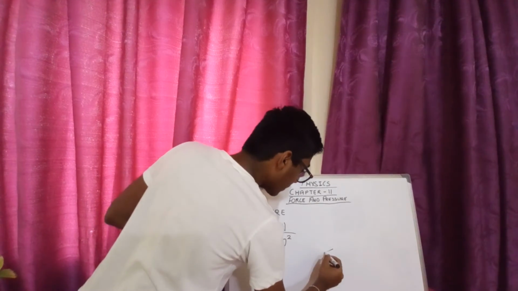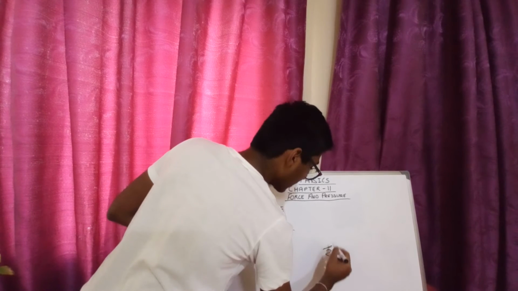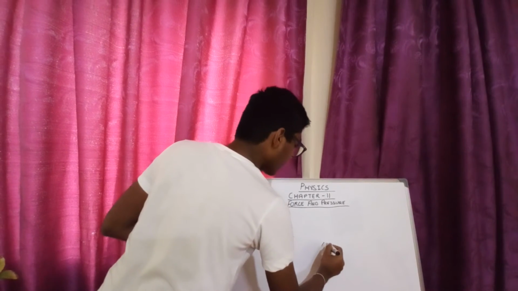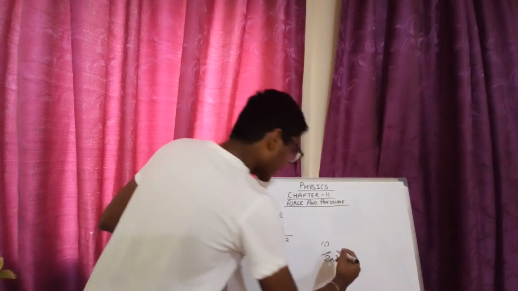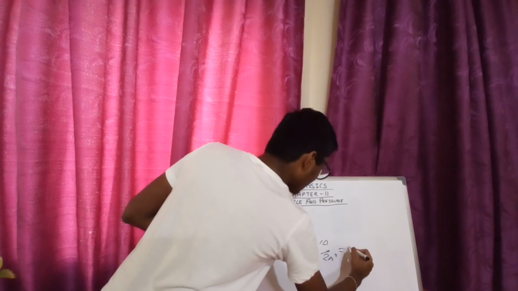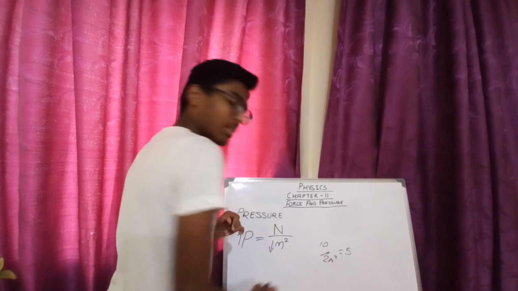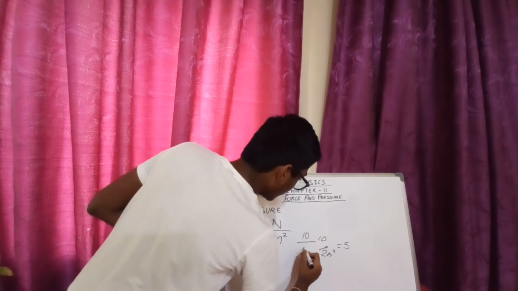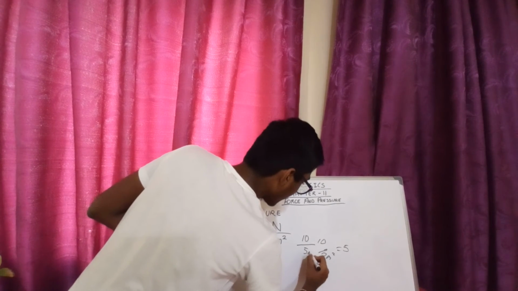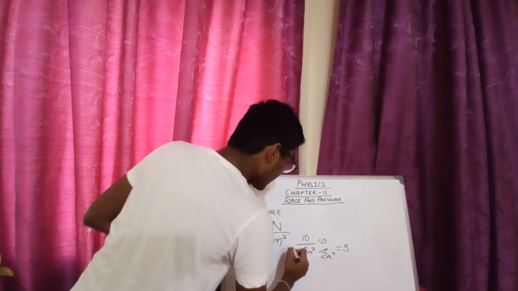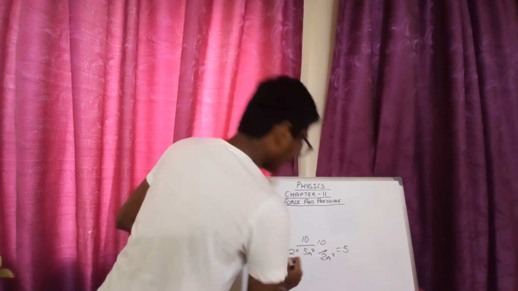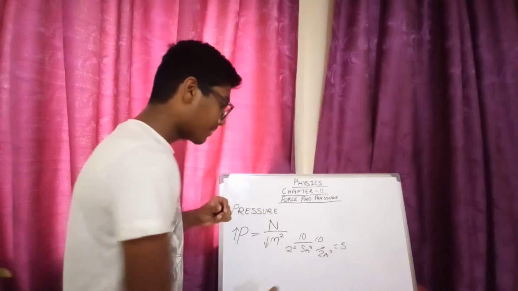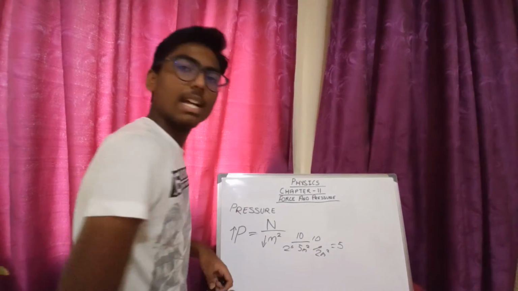See here, the area is 2, and the force is 10 Newton. So the pressure is going to be 5. And we can see another example, 10 Newton, same, but this time the area is 5 meters square. So what is it going to be? It's going to be 2. This means if the area increases, then the pressure is going to decrease.